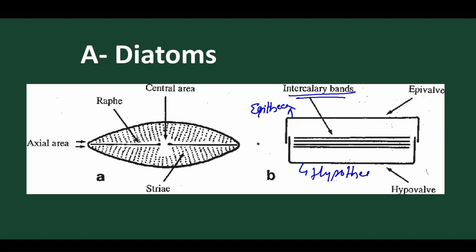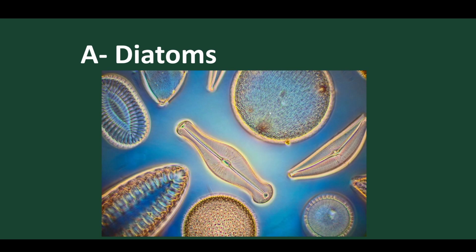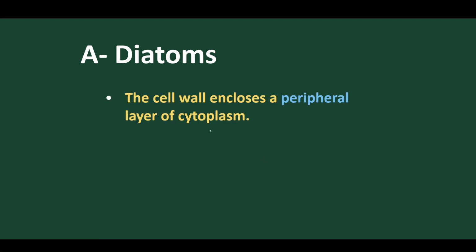So this is the example of this particular group that is called diatoms. This is a centric type. This is bilateral, that is a soap type. So these are different forms of diatoms. Okay. The cell wall encloses a peripheral layer of cytoplasm.